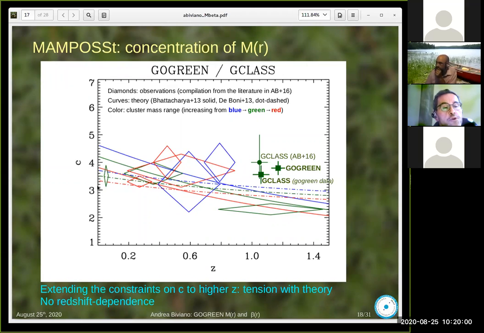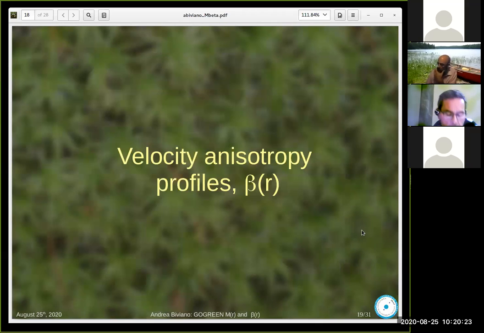There's no evolution at all in concentration. And it starts to be significantly at odds with the prediction from the simulation. Although this point here is from a lensing analysis, and it seems to be also at odds with our determination. So there is some tension with theory, some tension with the other observation, which of course is interesting. Let me go to the last 3 minutes, the velocity anisotropy profile.